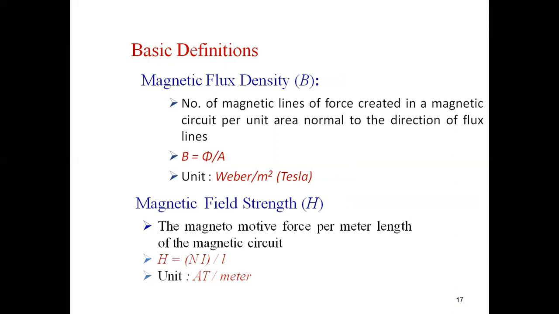Next definition is for magnetic field strength, that is H, and is always equal to Ni upon L. It is the magnetomotive force per meter length of the magnetic circuit, and its unit is ampere turns per meter. The analogy of the magnetic field strength in the electric circuit is with electric field strength.